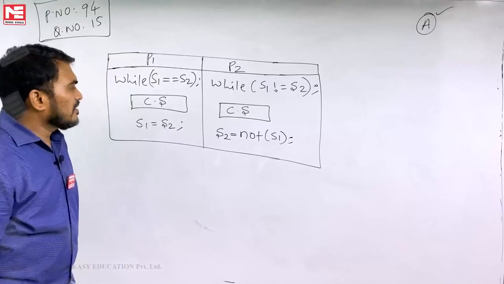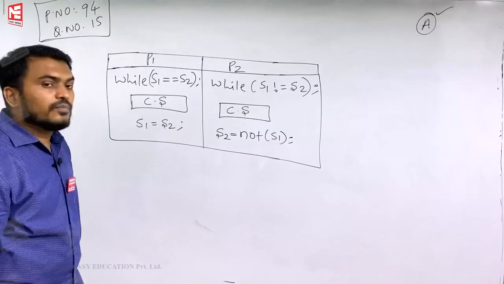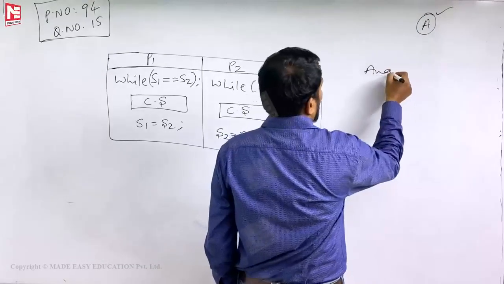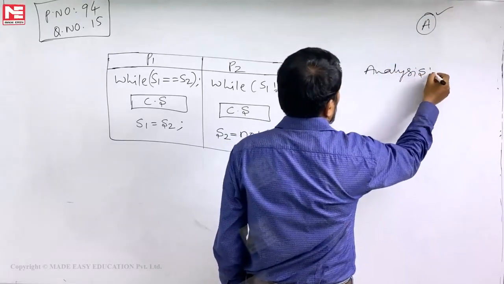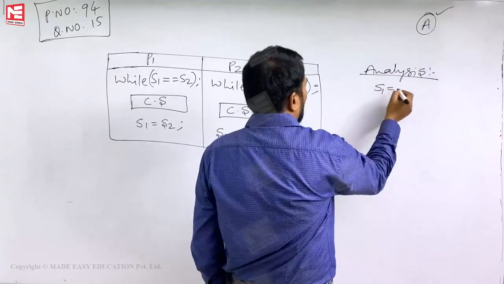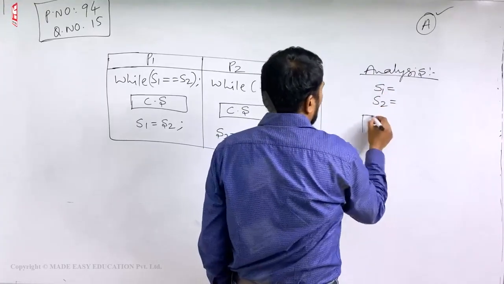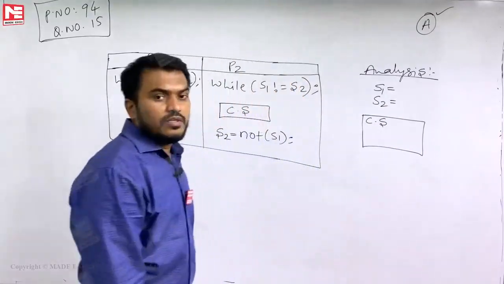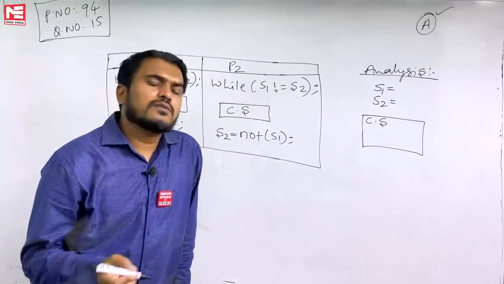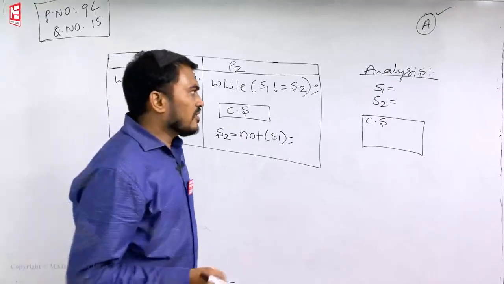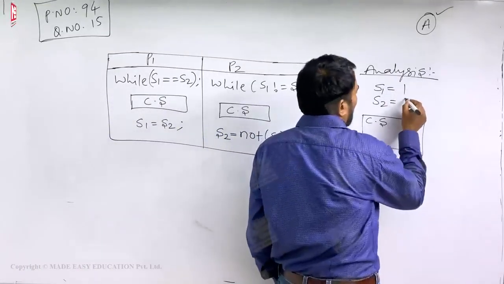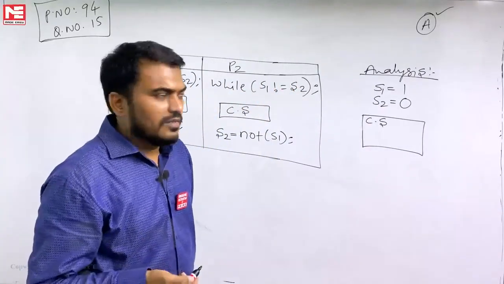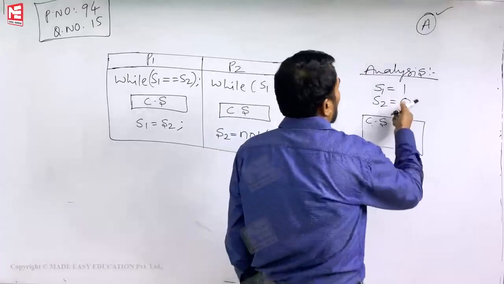S1 and S2 are shared boolean variables randomly assigned. So let us do the analysis. Boolean variables, so what does boolean mean? 1 0 or 0 1, it can be anything. Randomly assigned, so you can take anything. Exactly. Shared boolean variables means 1 or 0 only. So randomly assigned, I am just assuming S1 is 1 and S2 is 0.